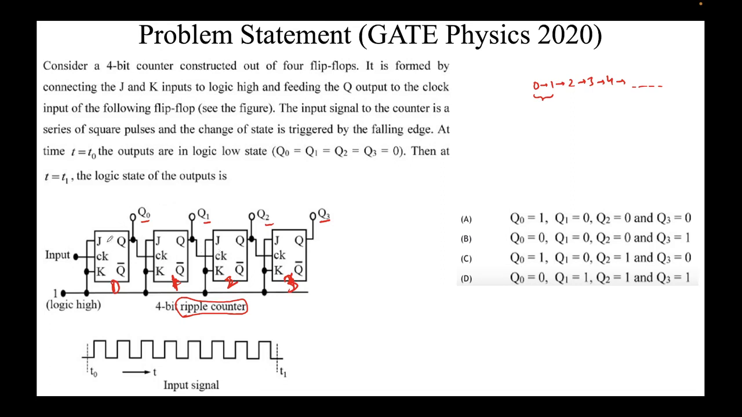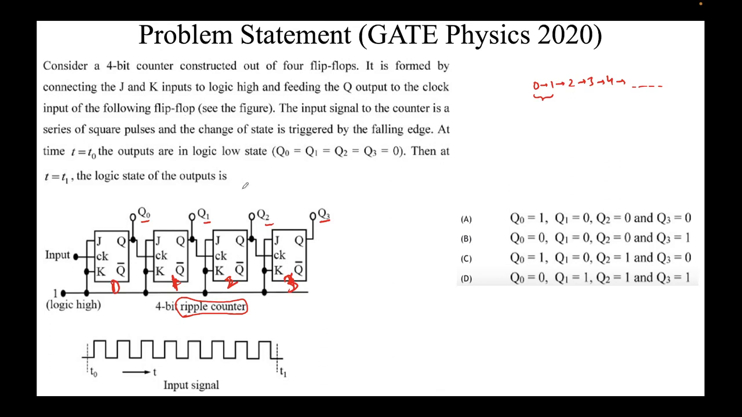And we have seen that when both the inputs J and K are high, the JK flip-flop behaves like a toggle flip-flop, which means it will toggle. Every time the clock comes, the output's value will toggle. Right? So this is the circuit, a 4-bit counter constructed out of 4 flip-flops.